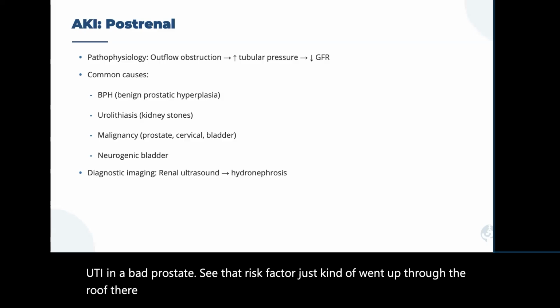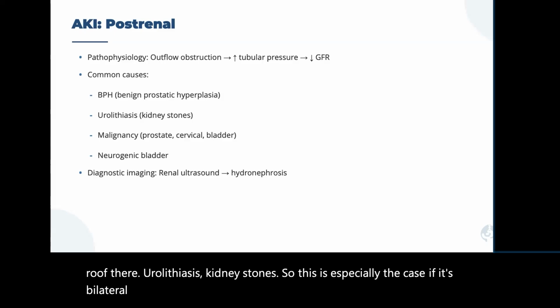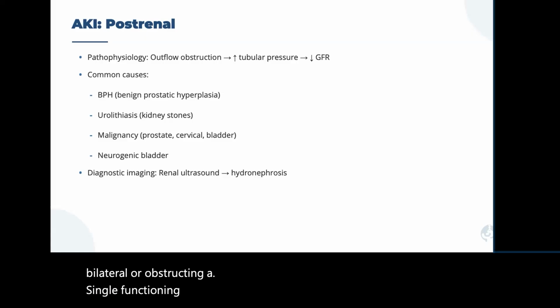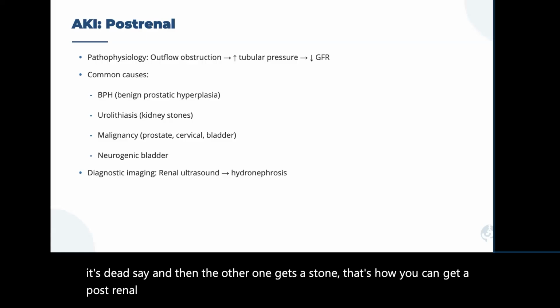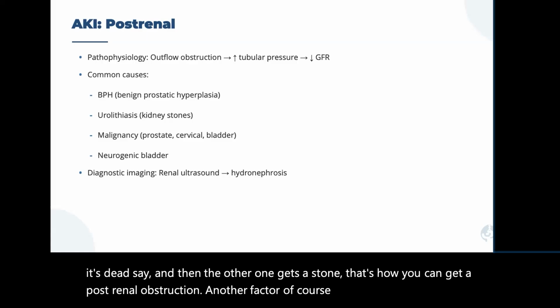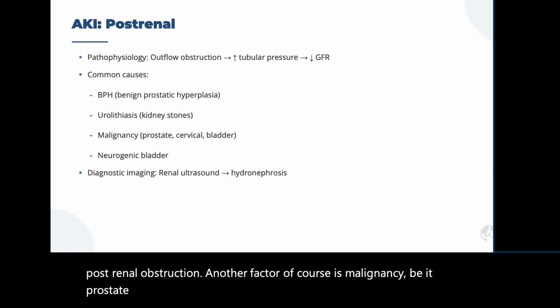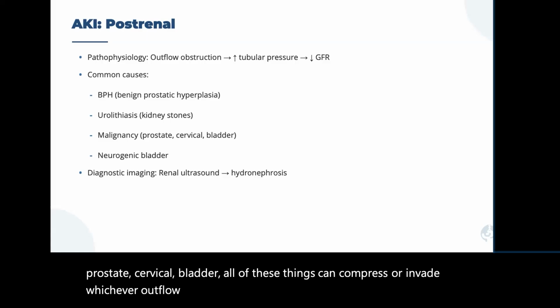Urolithiasis, kidney stones. So this is especially the case if it's bilateral or obstructing a single functioning kidney. So like if they have one kidney with dysfunction and it's dead, say, and then the other one gets a stone, that's how you can get a postrenal obstruction. Another factor, of course, is malignancy, be it prostate, cervical, bladder. All of these things can compress or invade whichever outflow tract, and that can give you postrenal failure.